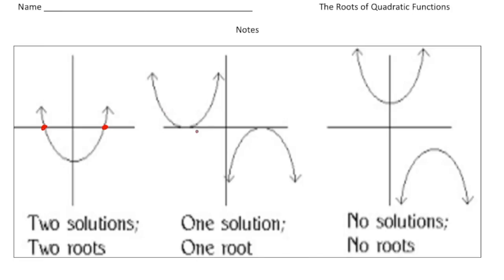Now, here we have 2 different quadratic functions. One's going upward, one's going downward. But if you notice, there's only going to be one x-intercept. I know the graph is a little fuzzy. There's one there, and there's also one right there. So that means there's only going to be one root for each one of these graphs, or one solution.